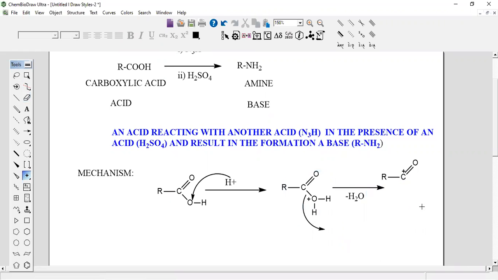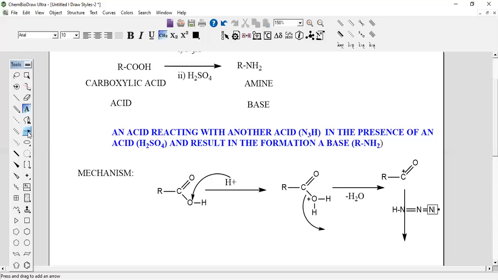That is the carbonyl carbon. This is the acylcarbonium ion, and now this will take hydrazoic acid. What is hydrazoic acid? It has one hydrogen and three nitrogens. The three nitrogens are connected this way, with a double bond, another N, and another double bond like this. This is hydrazoic acid.